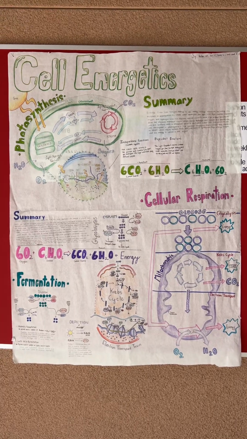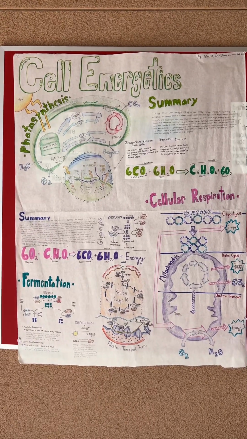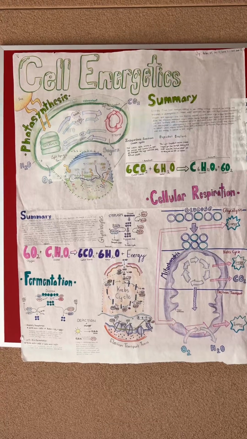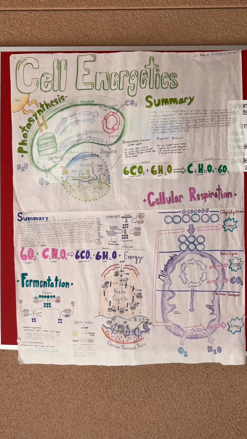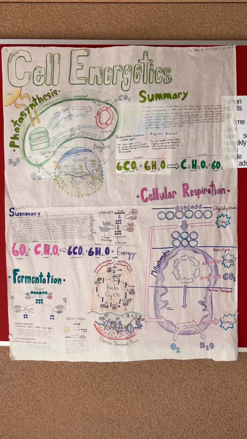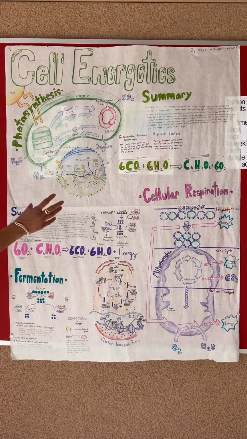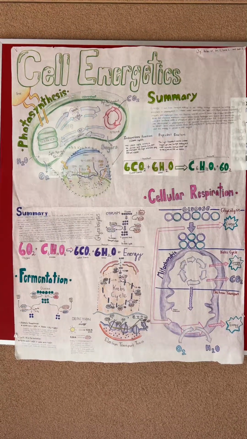Energy is transferred from one form to another through photosynthesis and cellular respiration. Photosynthesis uses light energy to make glucose, and cellular respiration breaks down glucose to create ATP. And this is further elaborating the Krebs cycle, glycolysis, and the electron transport chain.